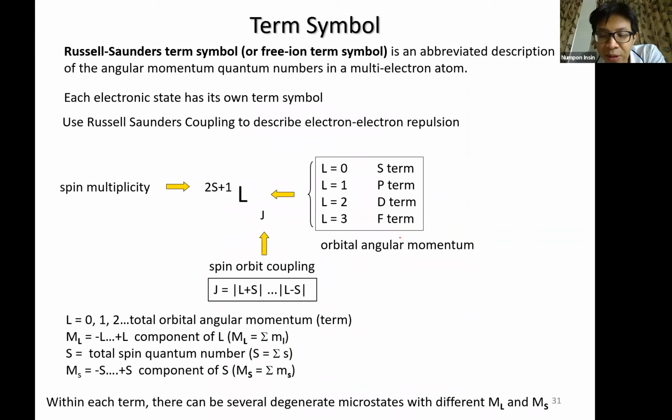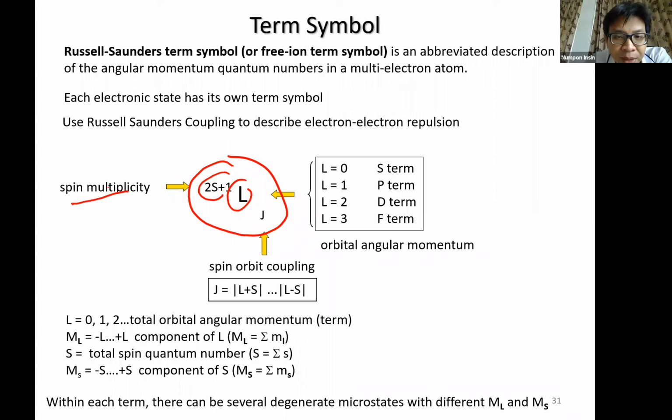After we get the microstates, we're not gonna write them all down to communicate. We're gonna find a symbol for them. The symbol for the microstate is called the term symbol. The term symbol is composed of these three letters or numbers. We're gonna have L, 2S+1, which we call the spin multiplicity, and J, which is the spin-orbit coupling.